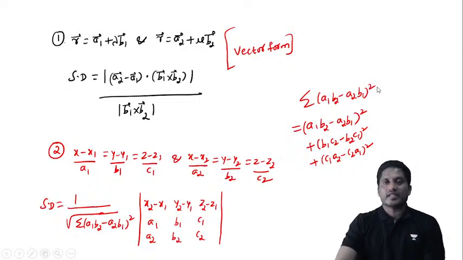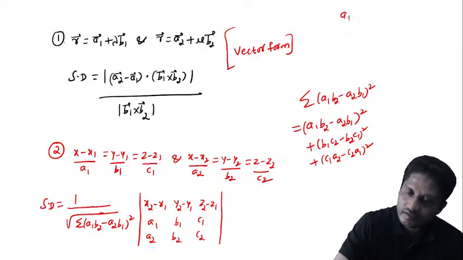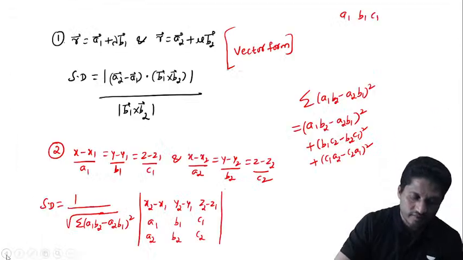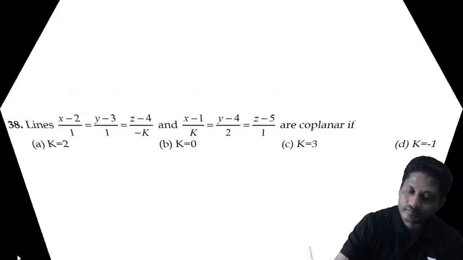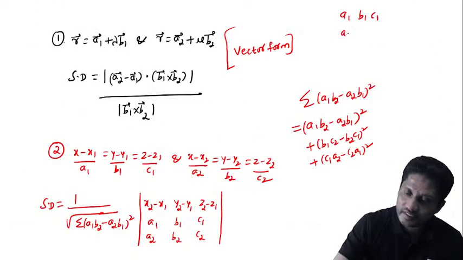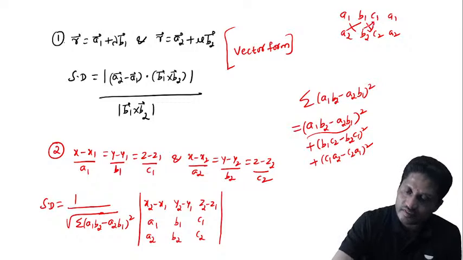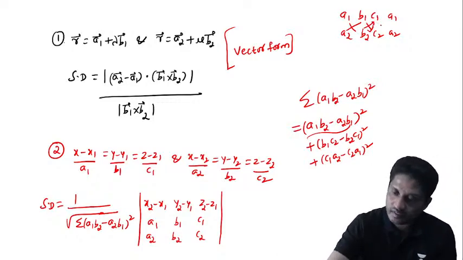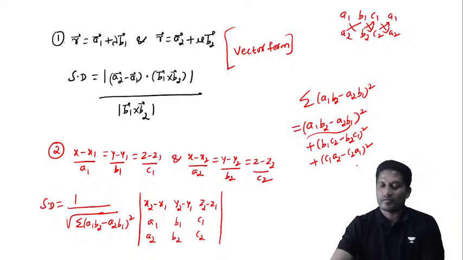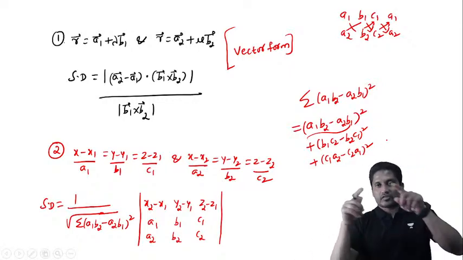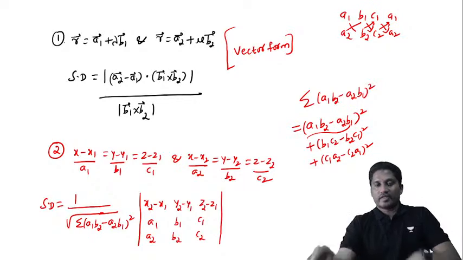Actually, I remember it like this. DRs of the first line are a1 b1 c1, and DRs of the second line are a2 b2 and c2. Repeat the first column. This minus this will give me the first one, a1 b2 minus a2 b1 the whole square. Again this minus this will give me b1 c2 minus b2 c1 the whole square. This minus this will give me c1 a2 minus c2 a1 the whole square. Just write the DRs, cross multiply, square thrice, you will get the value of that summation and substitute.